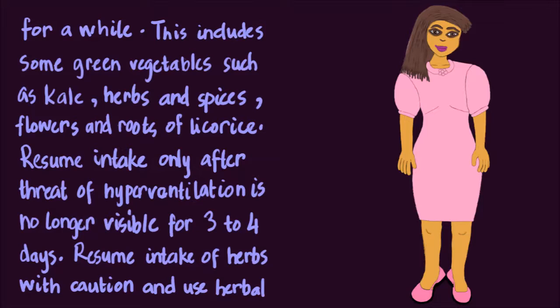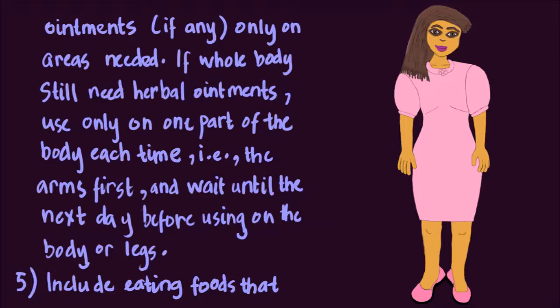Resume intake of herbs with caution and use herbal ointments, if any, only on areas needed. If whole body still need herbal ointments, use only on one part of the body each time. For example, the arms first, and wait until the next day before using on the body or legs.